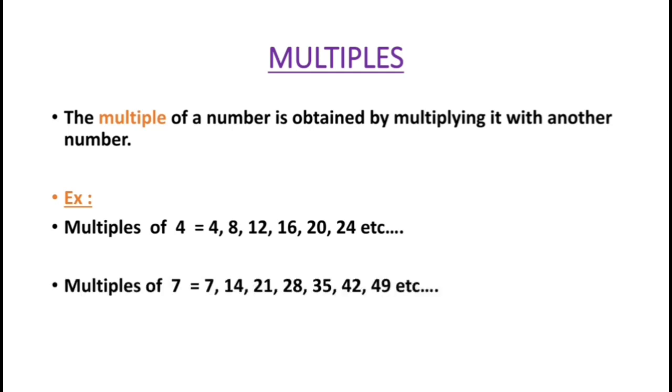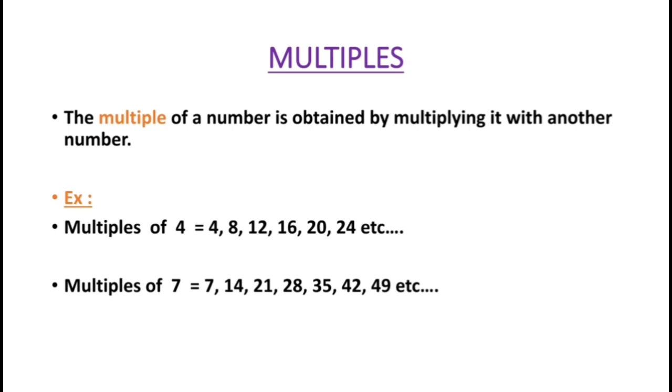Similarly, multiples of 7 are 7 ones are 7, 7 twos are 14, 7 threes are 21, 7 fours are 28, 7 fives are 35, etc. Like this. In short, to understand better, remember multiples are nothing but tables. Factors are nothing but in which all the tables you get, that becomes the factor. For example, if you take 5, in which table you get 5? 1 fives are 5 or 5 ones are 5. 1 and 5 are the factors of 5.